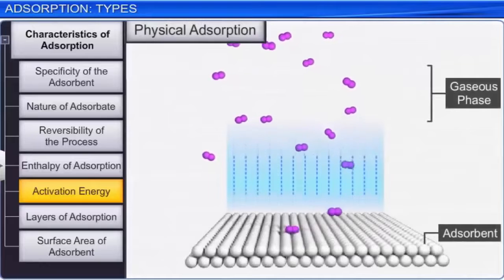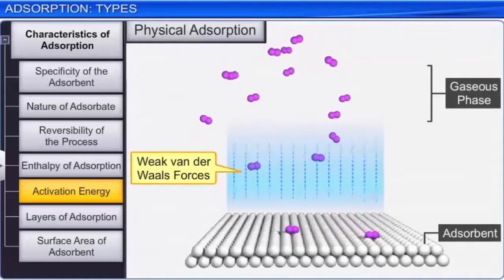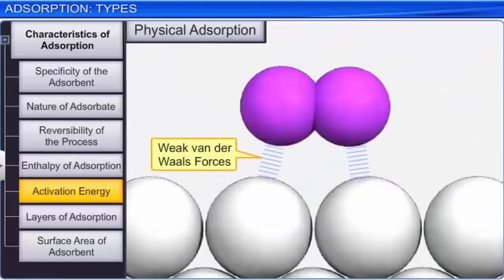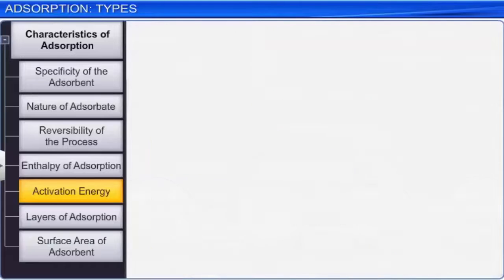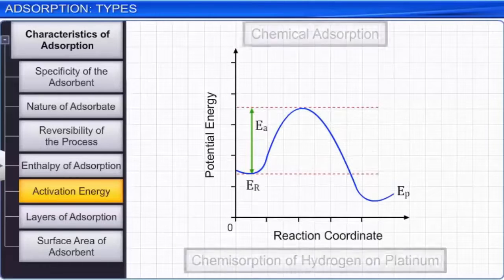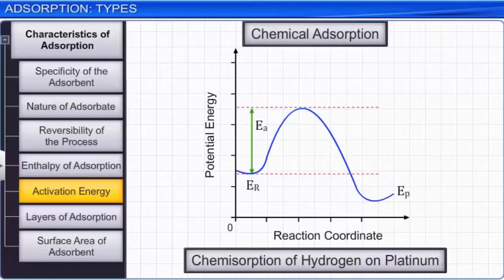Physical adsorption involves only weak van der Waals forces and does not involve the formation of surface compounds or any chemical bonds. Therefore, it does not require activation energy. However, as chemical adsorption involves the formation of surface compounds, activation energy is required for the formation of chemical bonds between the adsorbent and the adsorbate.